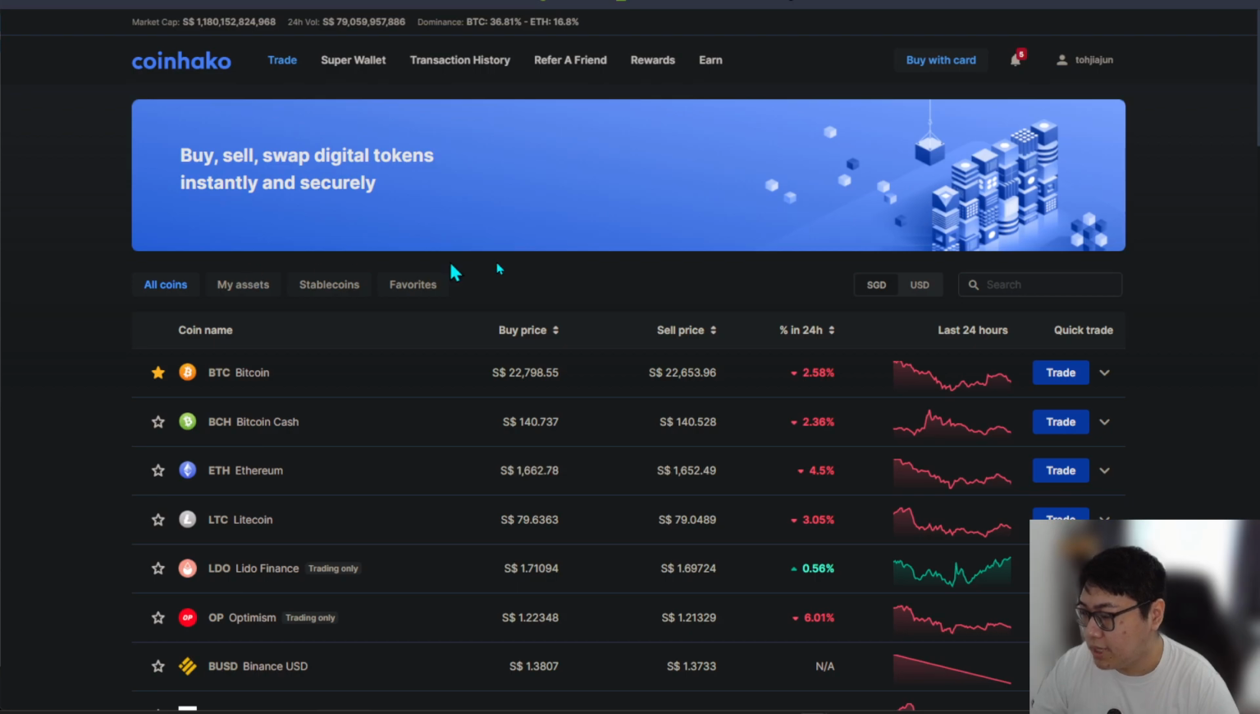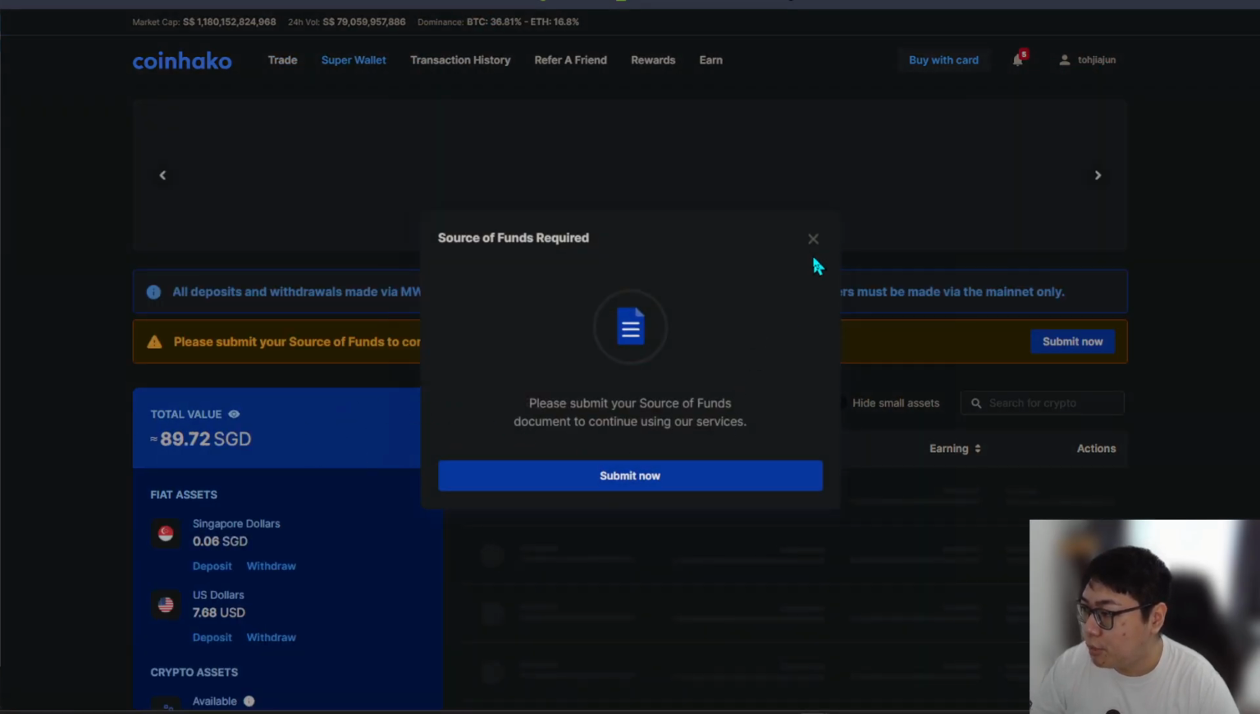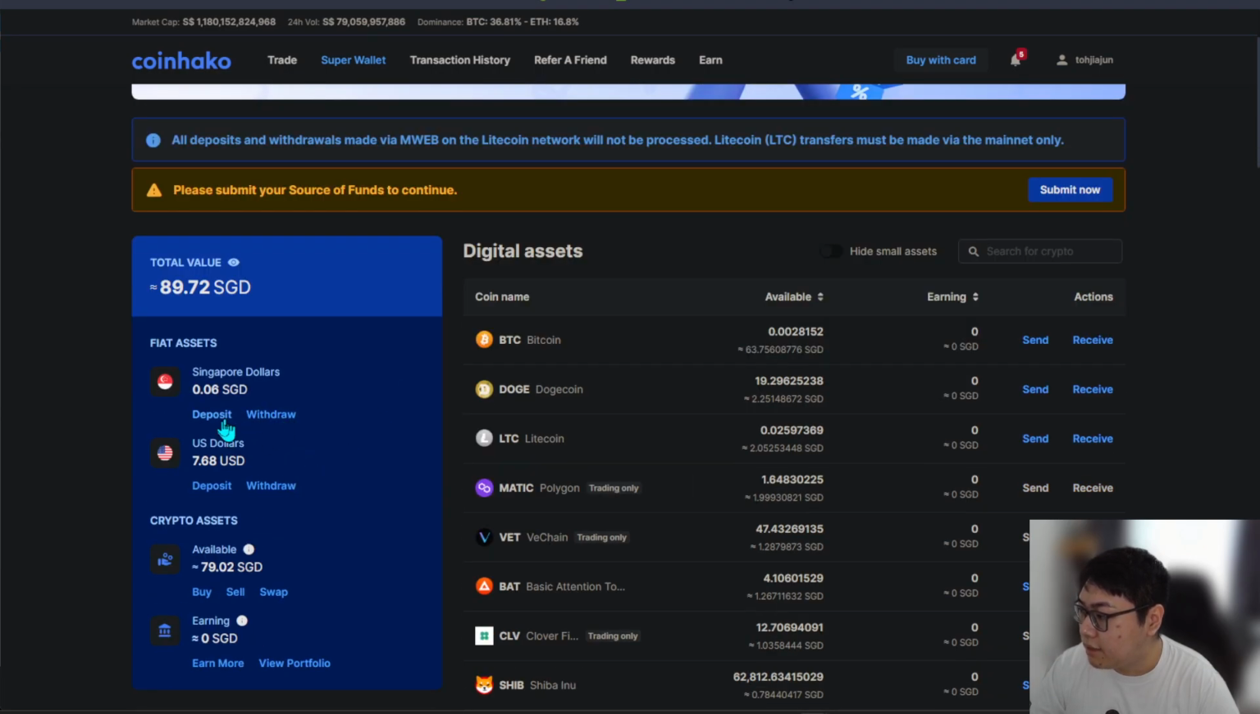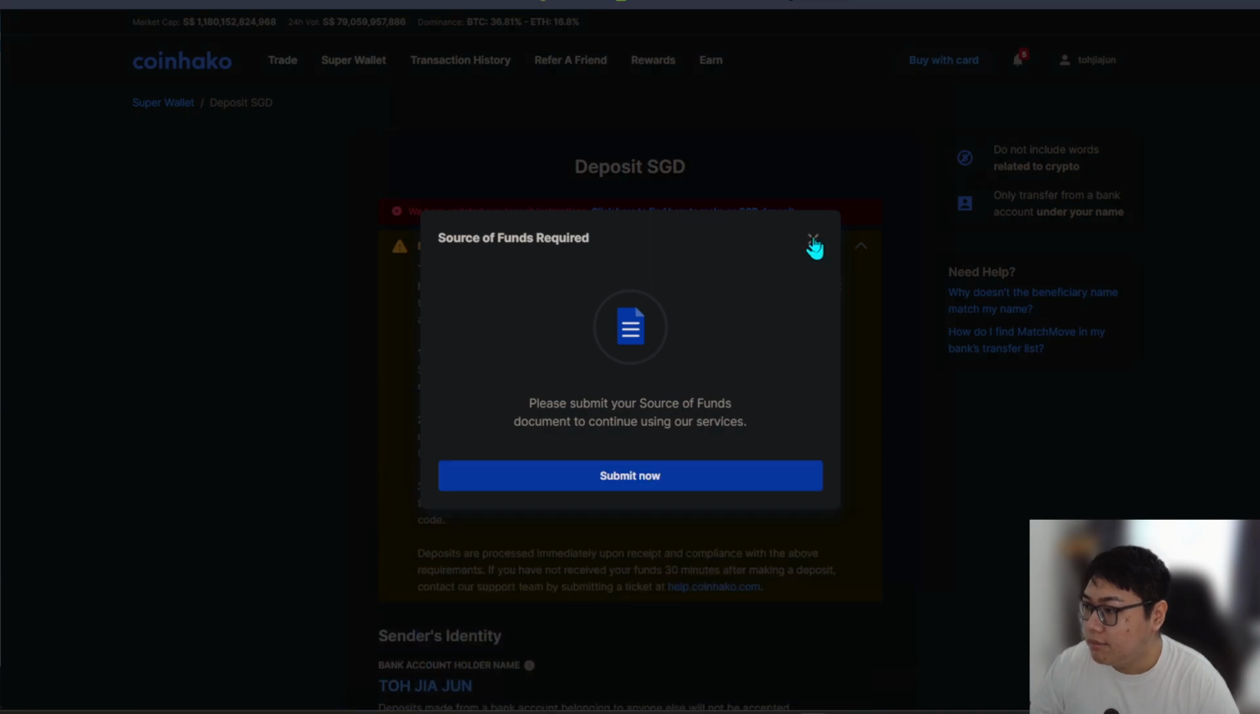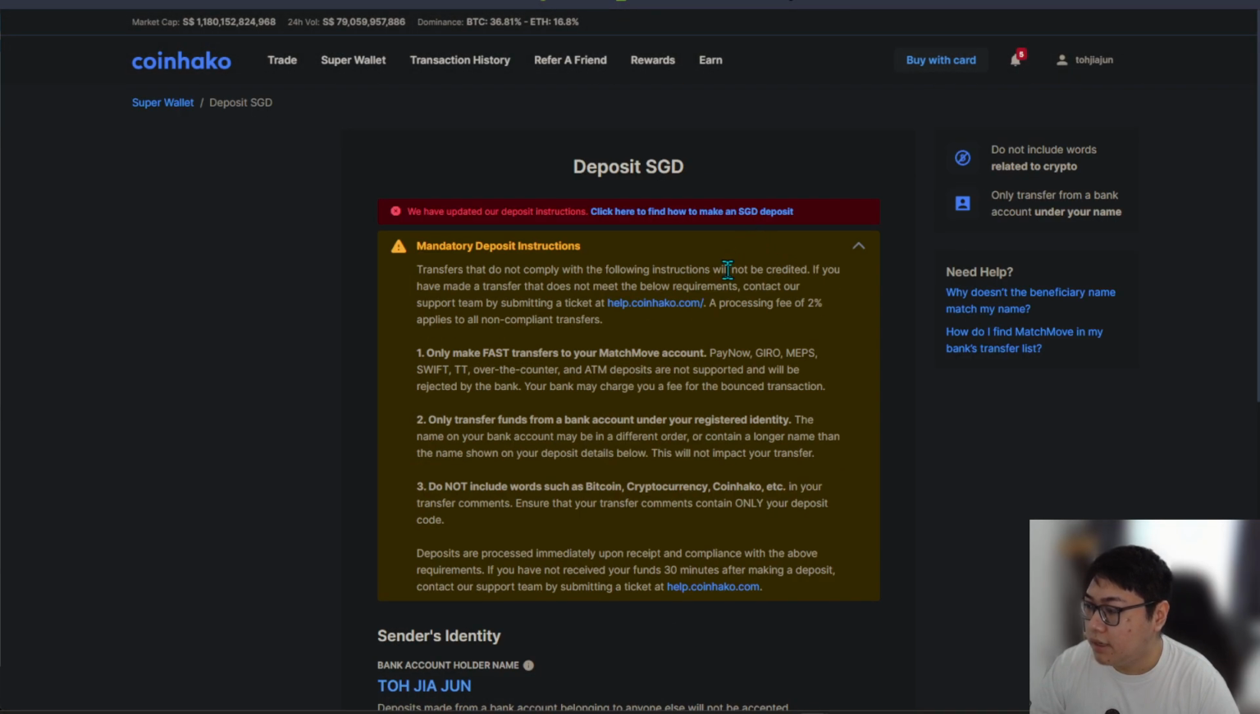So the next way is simple. Head over to your Super wallet, if not wrong. After that, if you scroll down, you can directly click on your Singapore dollars and click on deposit. Just ignore this. Once you have reached this page, you have to read this properly before you deposit your Sing dollars to them. Here, they only accept fast transfer to your Match Move account.